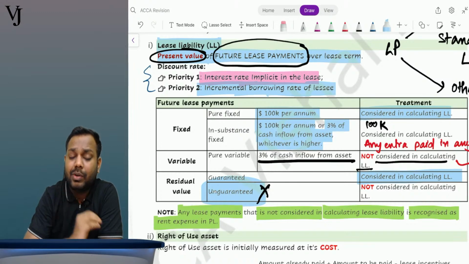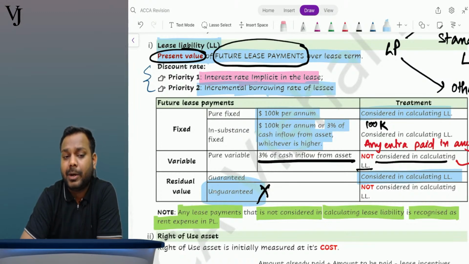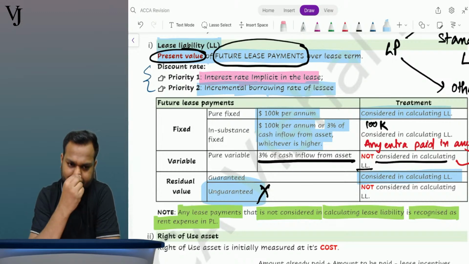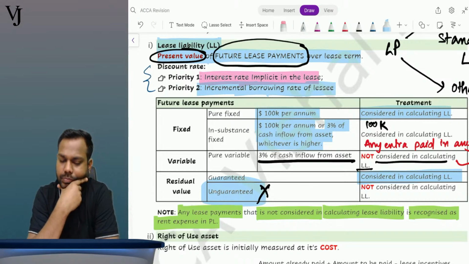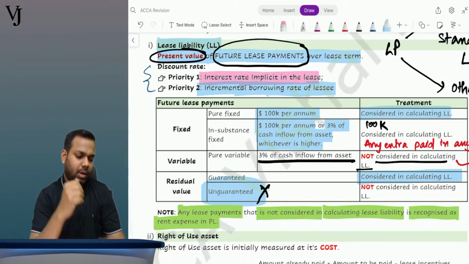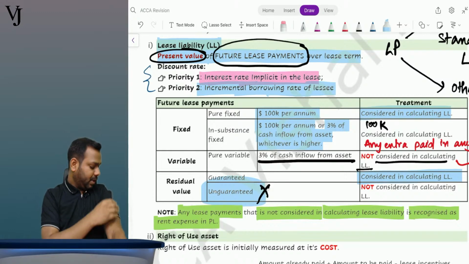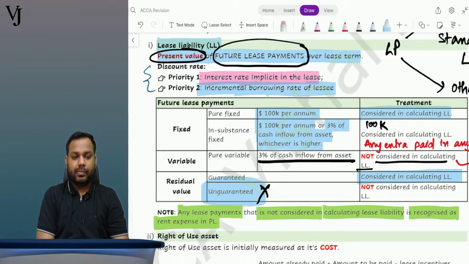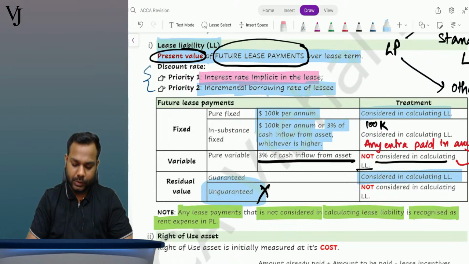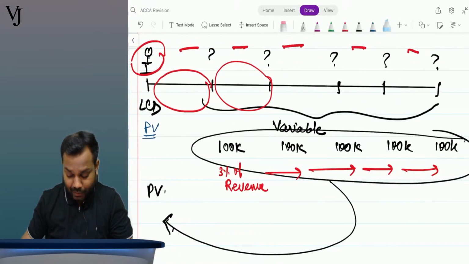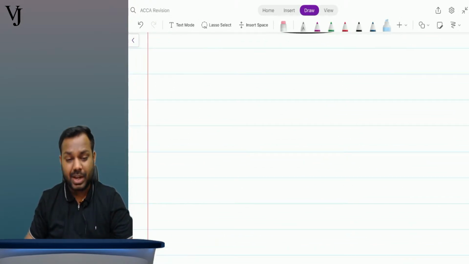Tell me, is it clear to you till here? Come on guys, tell me. Awaiting your responses. So what I tried to say here is, I will write it out also. I don't want you to make a mistake in this part.